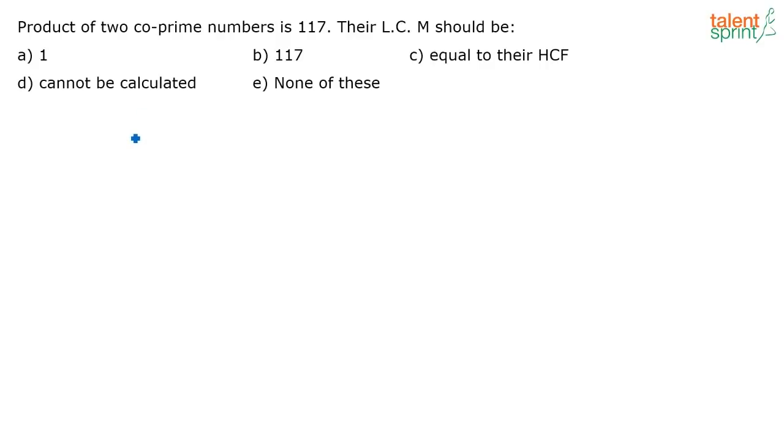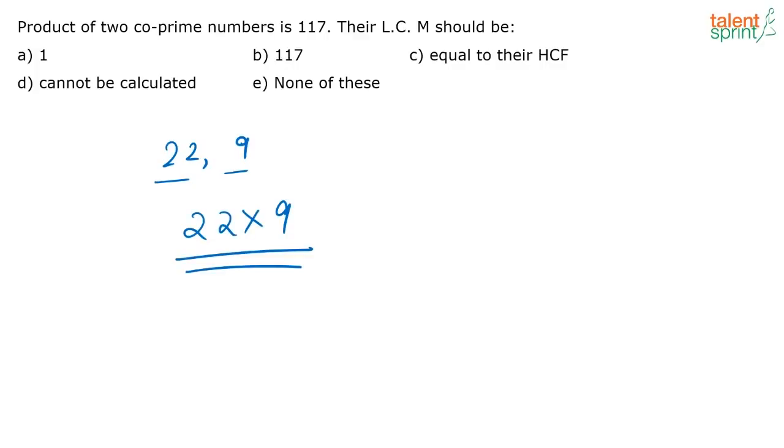So, if you have any two numbers which are coprime, the example that we took first was 22 and 9, correct. Now, there are no common factors here. So, the only way in which you can calculate the LCM is to multiply these two numbers. That should be the LCM of these two numbers, okay. That will be the least common multiple, because they don't have any factors in common. So, definitely you will have to multiply the two numbers to get their LCM. So, here if the product of two coprimes is 117, then their LCM is also 117.